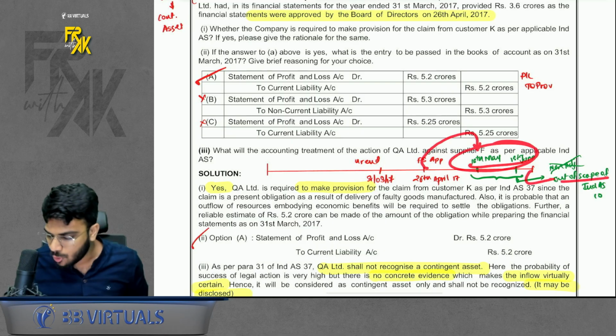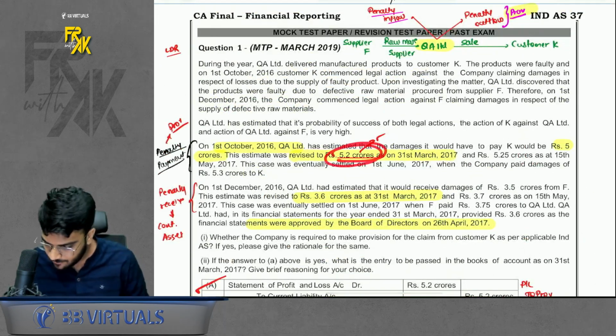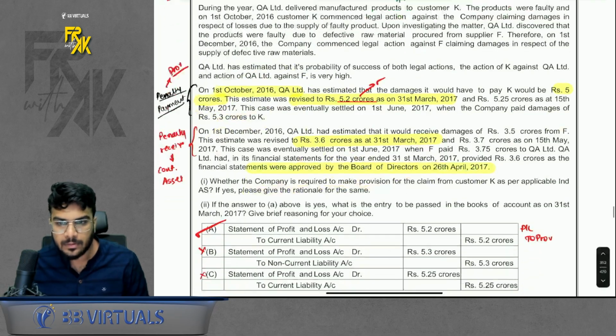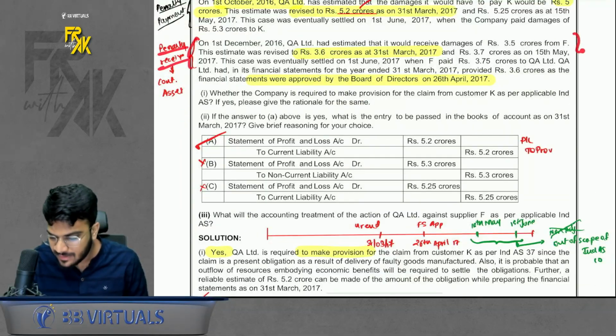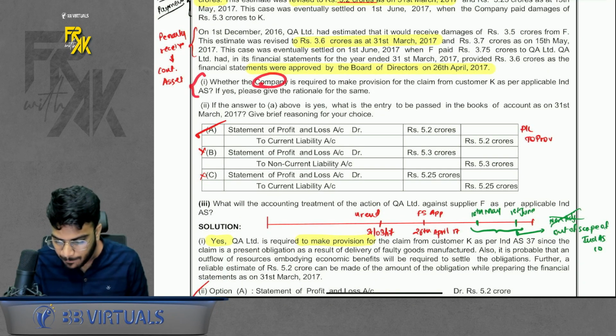They are out of the scope, so do not consider these events. So basically your provision amount will be 5.2. Ignore 5.25, ignore 5.3, because these 5.25 and 5.3 are after the date of approval of FS. Then for the penalty received, in any phase it is a contingent asset for us, so nothing to be done. First point, they have asked whether the company is required to make the provision.